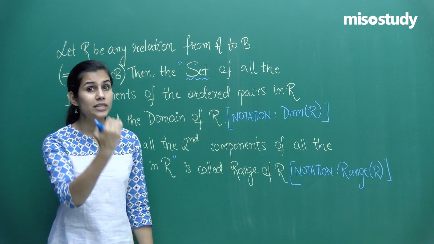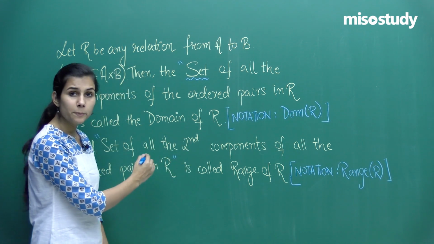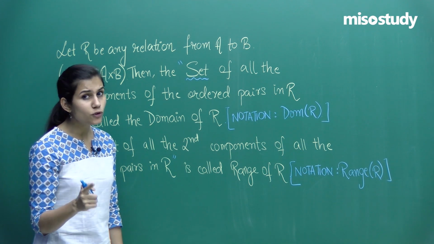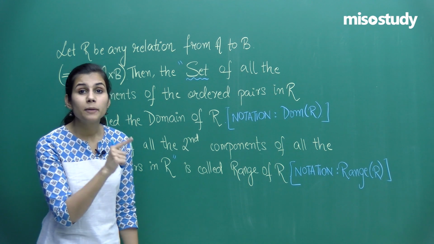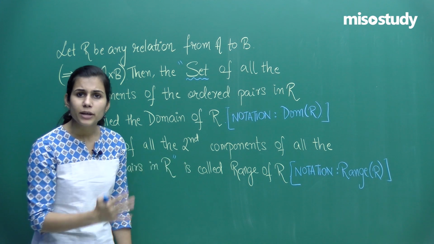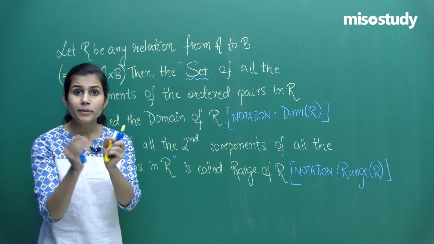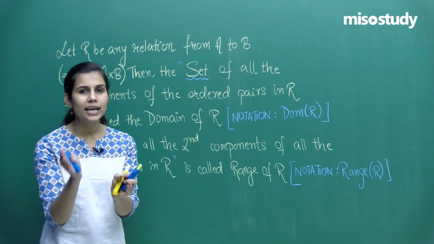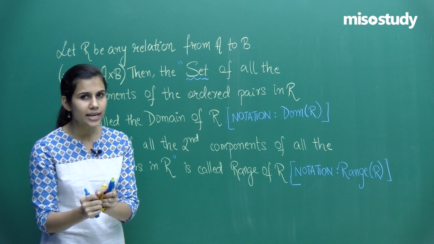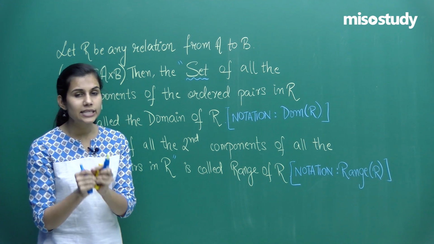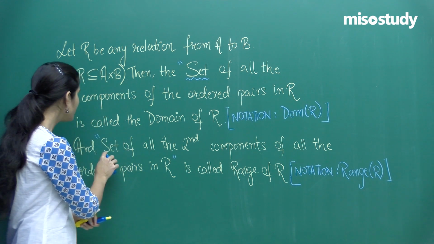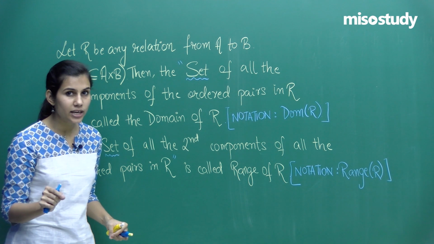Just keep your focus on the second components of all the ordered pairs in R and collect them. When you are collecting them, watch out that you don't collect repeated members. Only collect distinct second components, because after collecting, we are going to make a set out of it, and that set cannot contain the same member twice. That is why, when you are collecting the second components from all the ordered pairs in R, do not repeat the member, because over here also it is a set that we are concerned with.